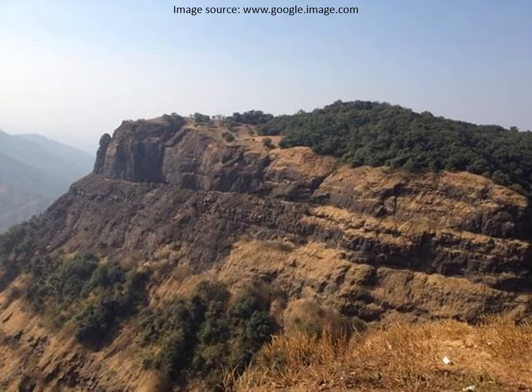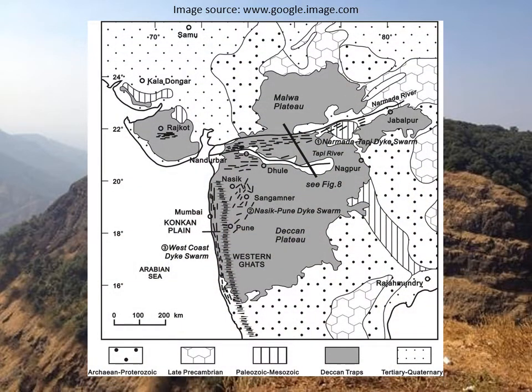Here you can also see that the effusive rocks are deposited layer after layer, and after weathering and erosion they look like steps. Now these Deccan Trap lavas have a wide areal extent, mainly in the western and southern part of the Indian peninsula.